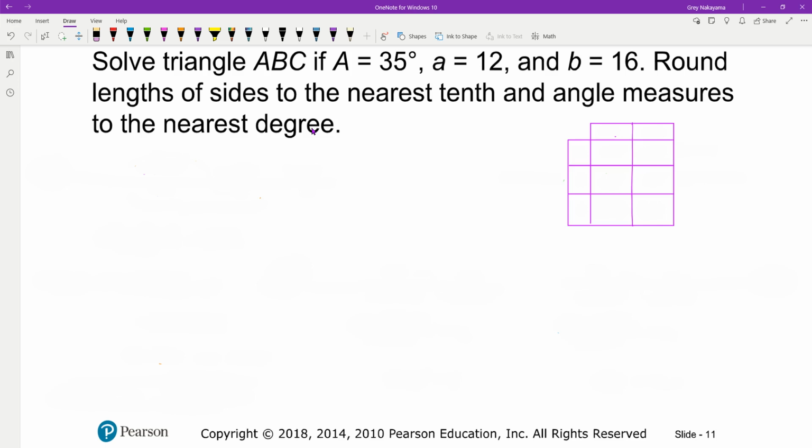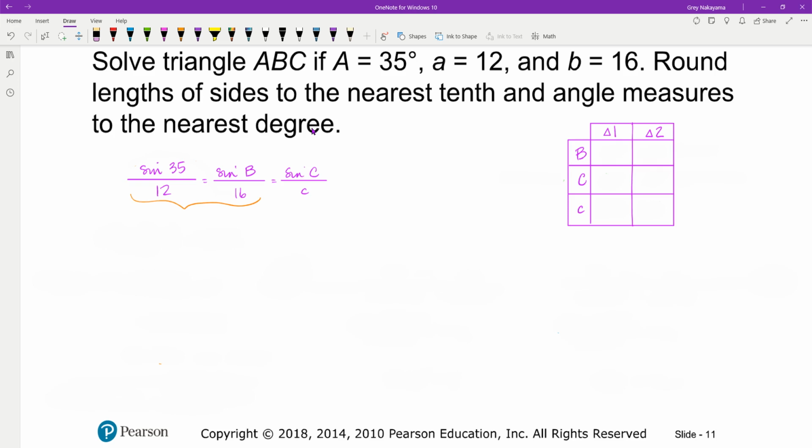So I'm going to set up a chart: triangle 1, triangle 2. I'm looking for big B, big C, and little c. So I'm going to set up my proportion. I'm going to have the sine of A, which is sine of 35, over little a, which is 12. The sine of B over little b, which is 16. The sine of C over little c. This first proportion, two ratios equal to each other, is a proportion. In it I only have one variable, and that's B.